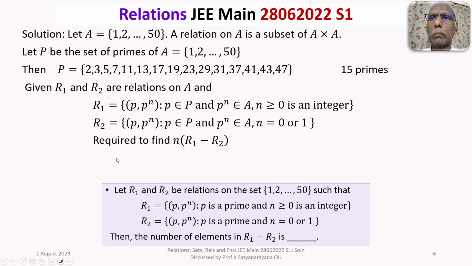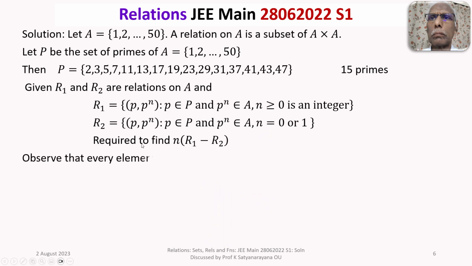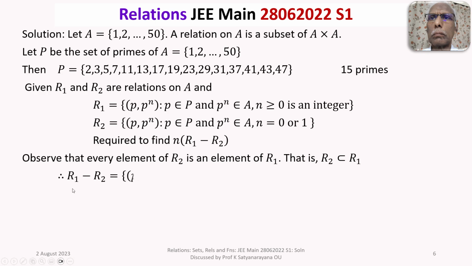Now what is our goal? Our goal is to find the number of elements in R1 minus R2. Agreed. Now, make an observation. Observe that every element of R2, what is an element of R2? (P, P^n), P belongs to P, P^n belongs to A, n is equal to 0 or 1. So every element of R2 is also there in R1. Why? Because in R1, n greater than or equal to 0 is an integer, which includes n equal to 0 and 1. So every element of R2 is also an element of R1 and R2 is a proper subset of R1. Agreed.